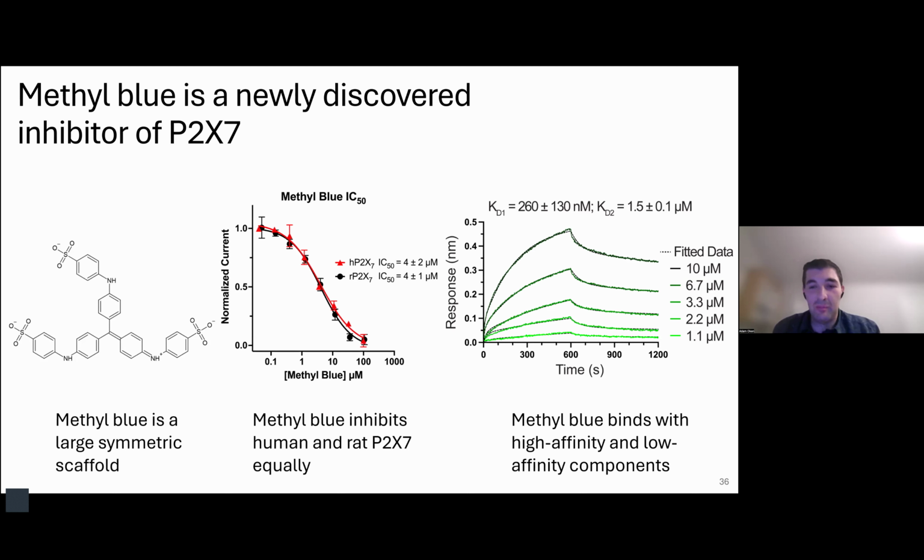We see that the data best fits a 2-to-1 binding model, providing a low affinity and a high affinity component. And this is likely due to the sterics of binding, because methyl blue is such a large ligand compared to the other molecules that I've shown today.